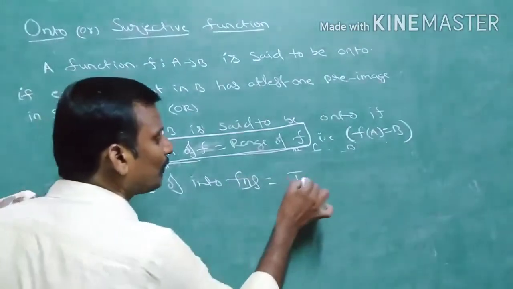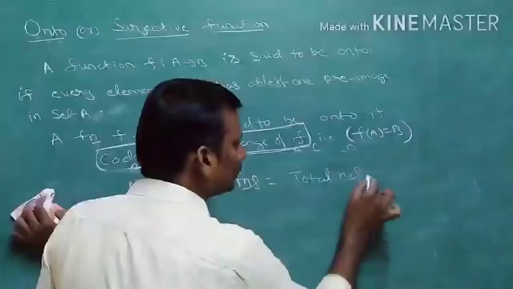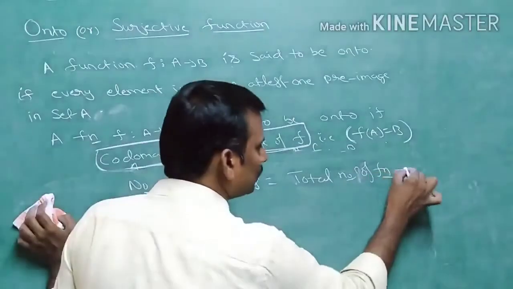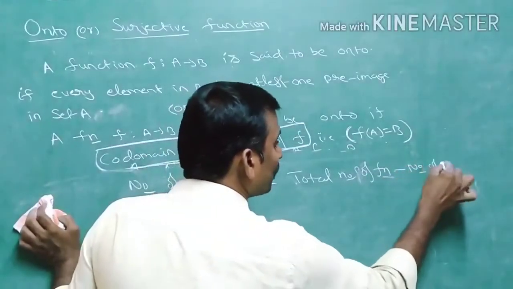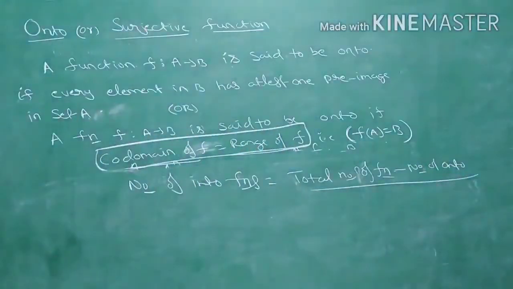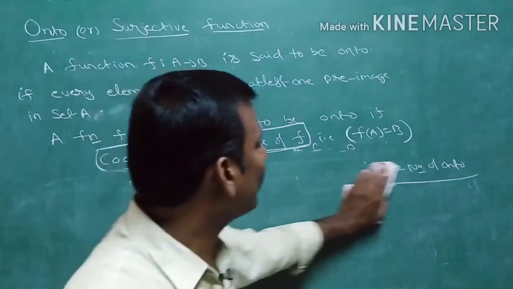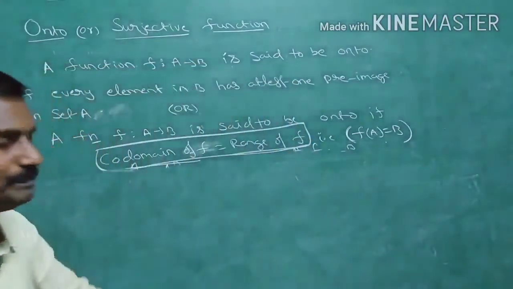This is equal to total number of functions minus number of onto functions. Total number of functions minus number of onto functions, that is the number of into functions. This is the definition for one-one, onto and into.